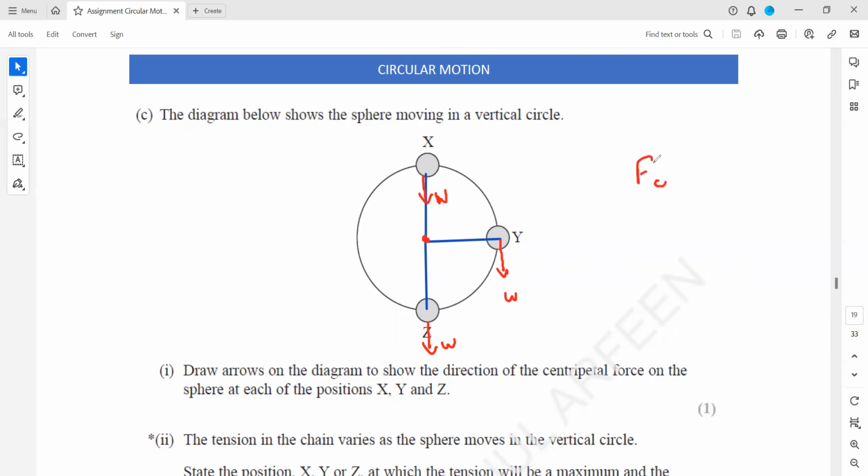We need a centripetal force. We need a force to move the object in a circular path. Whenever we need a force to move the object in a circular path, if we are using a string or a wire, the force of the string or wire is called tension. So here the tension is to pull the object. Tension is acting upward. Here tension is towards the center, and here tension is also towards the center. We have three different positions: X, Y, and Z.